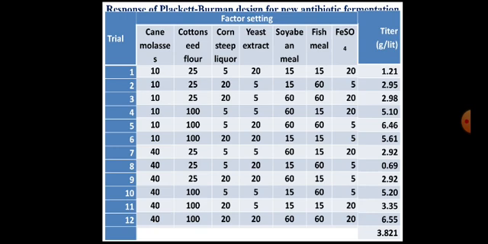And to the extreme right, the column shows the production of antibiotic in the form of antibiotic titer, that is, concentration of antibiotic in grams per liter. At the bottom right, in the last column, it is 3.8, which is the average for all these responses.